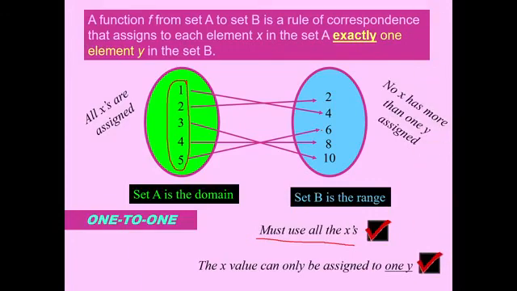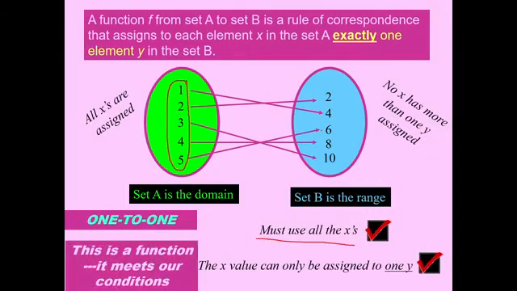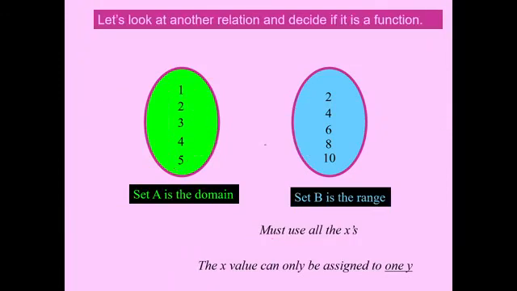Therefore, that's a check. So this is a function. So take note, a one-to-one relation is a function. Let's have another example. Let's decide whether this is a function. And let's determine another kind of relation. I'm going to assign 1 to 4, 4 to 4, 2 to 4, 5 to 4, 4 to 4.